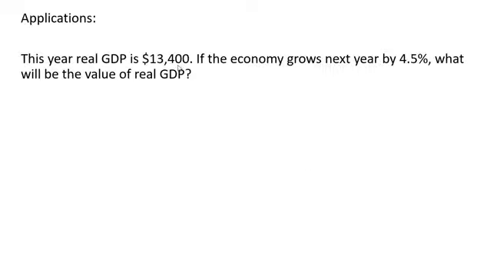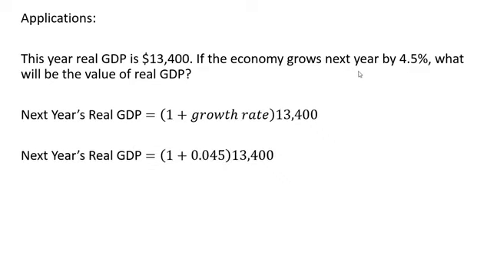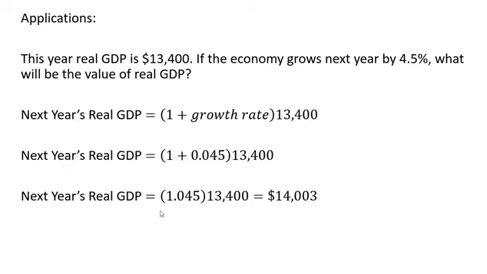Let's do some applications. This year, real GDP is 13,400. If the economy grows next year by 4.5%, what will be the value of real GDP? So we're going to use this formula. Next year's real GDP equals 1 plus the growth rate times this year's real GDP, 13,400. Going to plug in for the growth rate, 4.5%, or 0.045. Going to add up what's in parentheses, multiply that by 13,400. Real GDP will increase to $14,003.